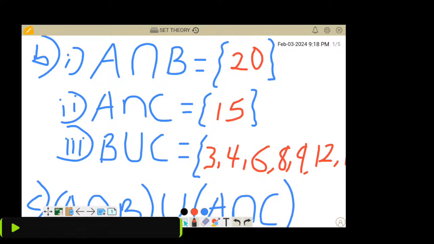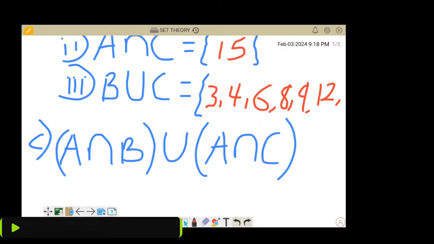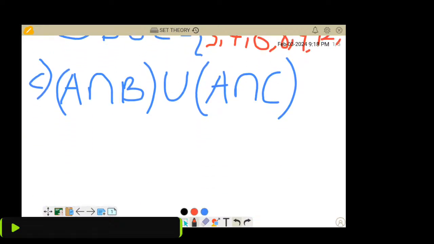This is our A intersection C, which is equal to 15. So what's the union between the two of them? That is all their elements without repetition. Okay, let's go there, which means we are going to have this to be equal to 15, 20. Those are the two elements that we have in A intersection B and A intersection C. So their union is the two elements.